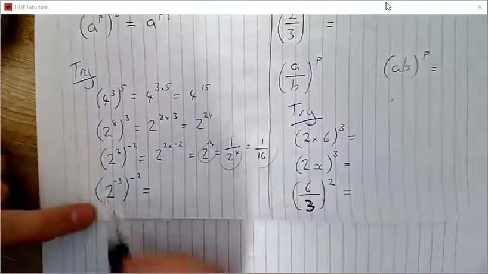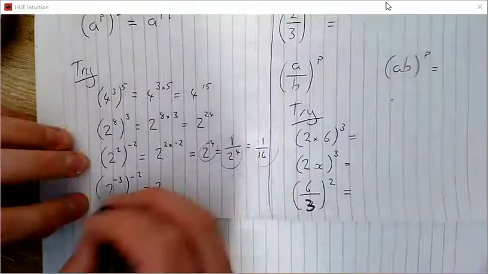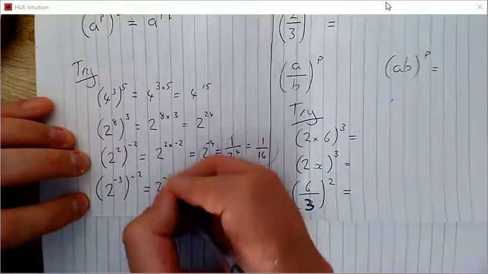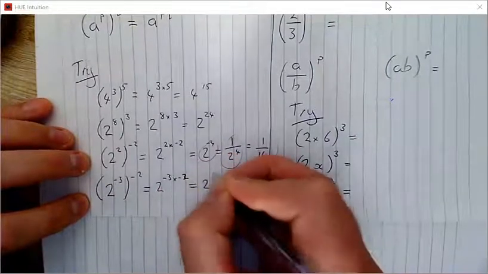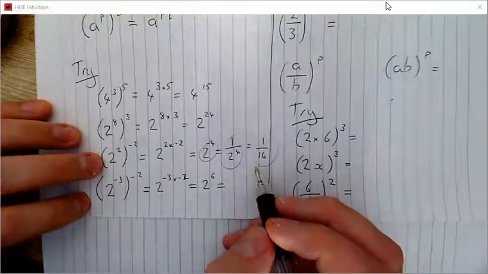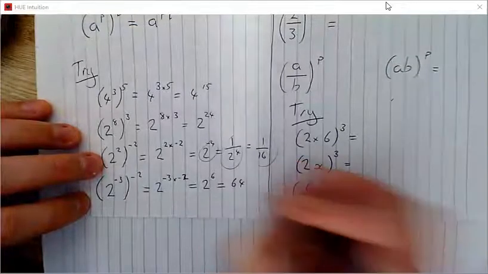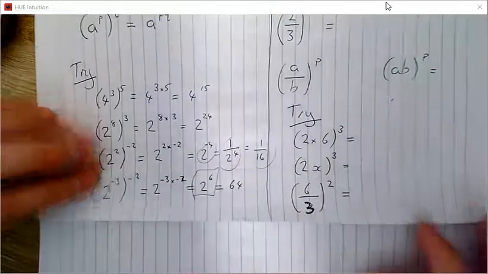And down here, same thing, you might get thrown by the negative indices, but 2 to the power of minus 3 by minus 2. And a negative times a negative gives a positive, so that's 2 to the power of 6. What's that? 16, 32, 64. If you wanted to work it out, which again, you can leave it like this, and that's fine.